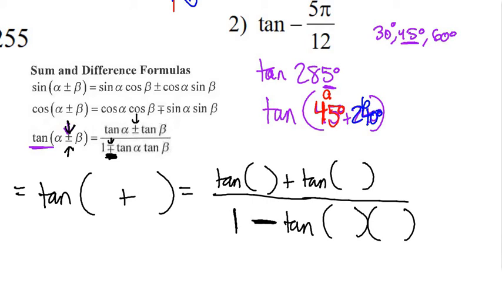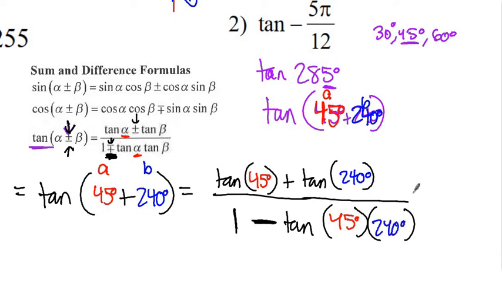All right, so our A is 45 degrees, so I'm going to put 45 wherever I see an A right here. So there's 45, there's 45, and then I'm going to put a B wherever I see a B in that formula, or a beta, that's the Greek letter for B. 240, I should say.